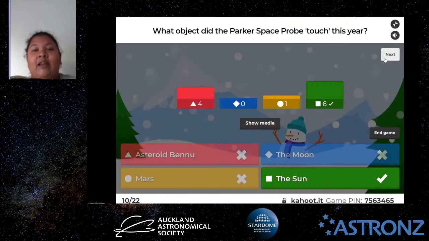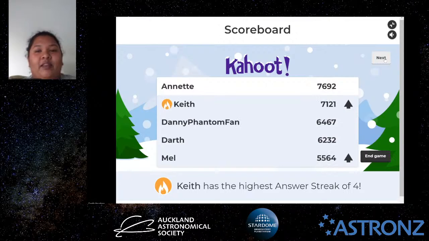Good job if you said the Sun. This was a bit of a trick question because it's known as the Parker Solar Probe, so that would have given it away, so I just kind of wrote it as the Space Probe. But good job if you did get that one correct. Keith has moved up. He is now sitting in second place. Good job, Keith. And Danny Phantom Fan, you're not far away from him.